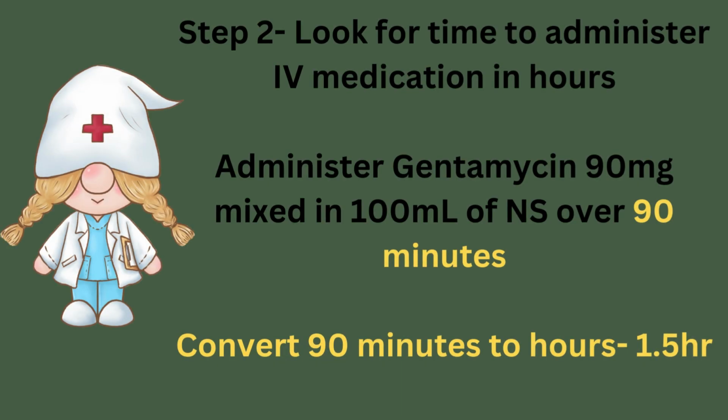Second step, we're going to look for the time to administer that IV medication in hours. Okay, and here ours is in 90 minutes. So we need to be able to convert 90 minutes to an hour. So if you take 90 minutes divided by 60 minutes, because that's in 1 hour, it would equal 1.5 hours. So for these calculations with milliliters per hour, that bottom number has to be in hours.